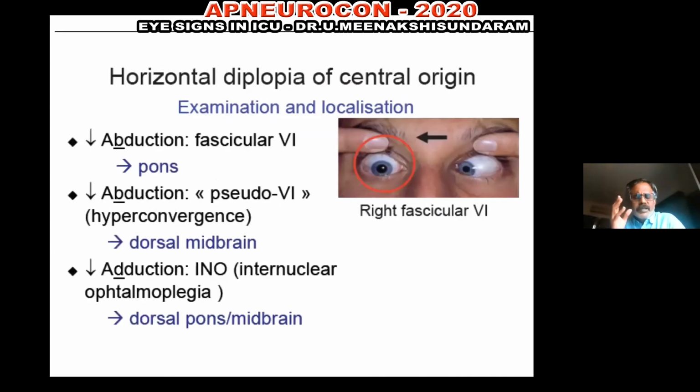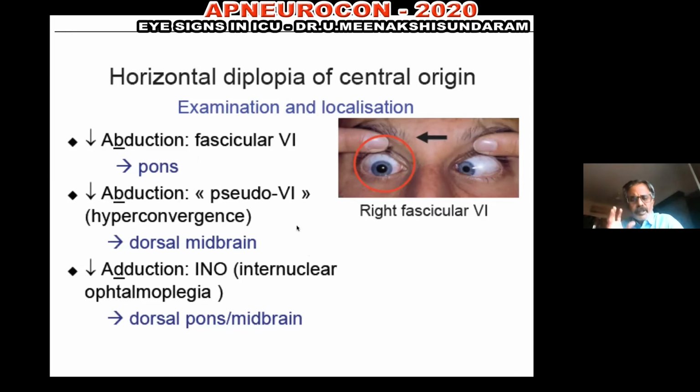Remember that when you see what looks like an abduction problem, what looks like an abduction palsy, you could have a fascicular sixth as in pons, or you could have a pseudo sixth where there is actually hyperconvergence, convergence spasm as can occur in dorsal midbrain, or there is decreased adduction due to an INO. So depending upon what the patient has, the localization changes.